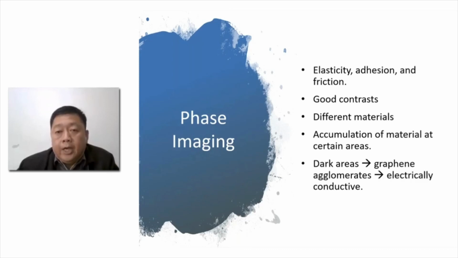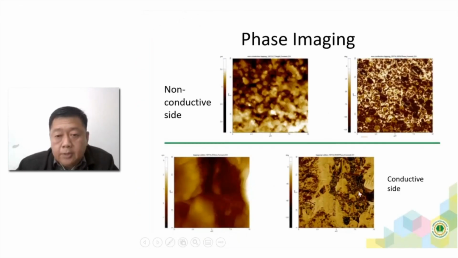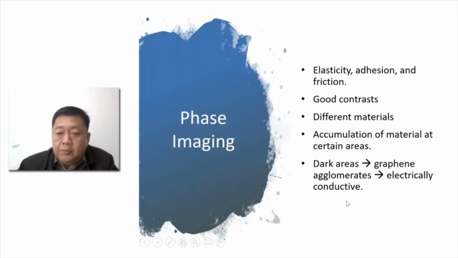And we see good contrast in the second one, the bottom one. The bottom surface clearly shows that there are two different materials on the surface, and we can also see the agglomeration. Agglomeration happens in this material. So the big dark black area here, okay, they are graphene agglomerates. They are electrically conductive.